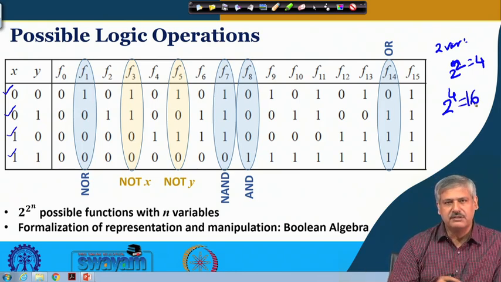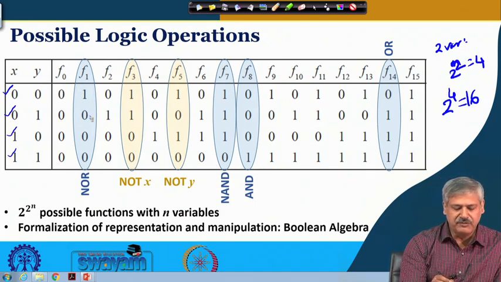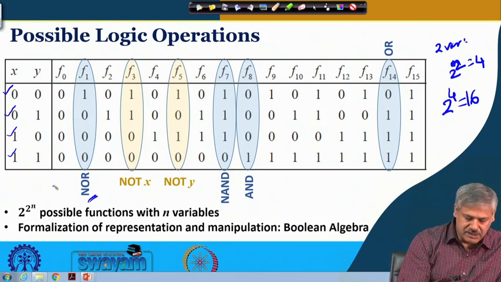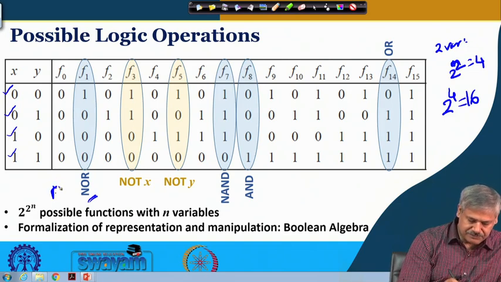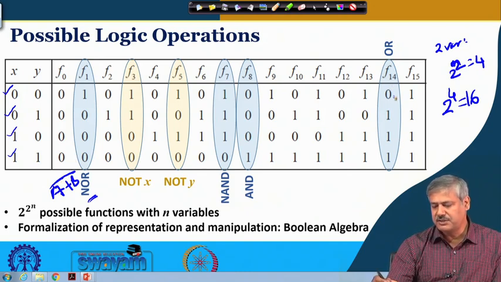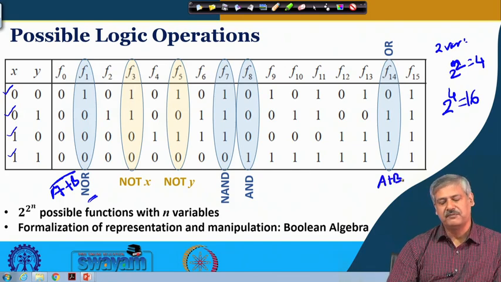And among these 16 possibilities, which operations are we familiar with? This operation we are familiar with, the NOR operation, okay. That means when 0 0 is the input the output is 1 and the rest are 0. So, we know this operation as (A plus B) prime, right, and correspondingly its inverse is over here, 0 1 1. So, we are familiar with this operation. This is A plus B.